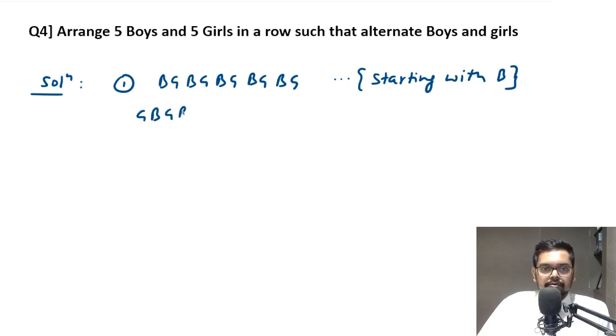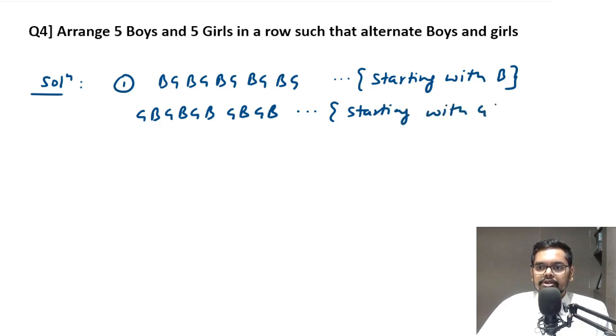So GB, GB, GB, GB, GB. So this is nothing but again a sequence because alternate boys and girls, but starting with G. So a unique sequence, right? Starting with G. In arrangement, position matters. So therefore G starts, B starts, that position matters. So we have 2 such cases.